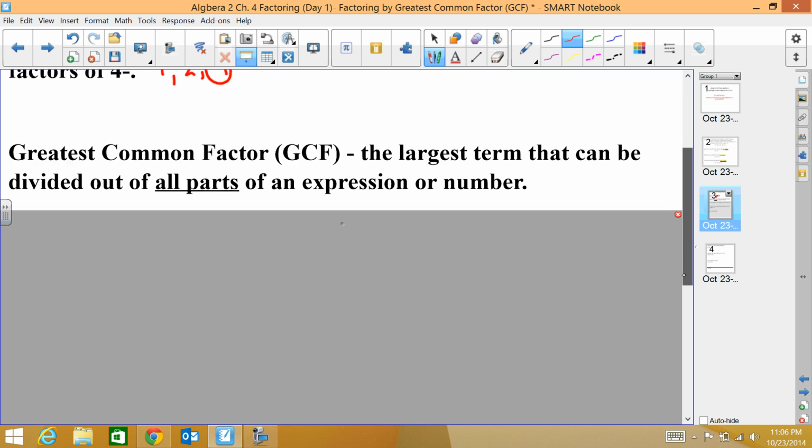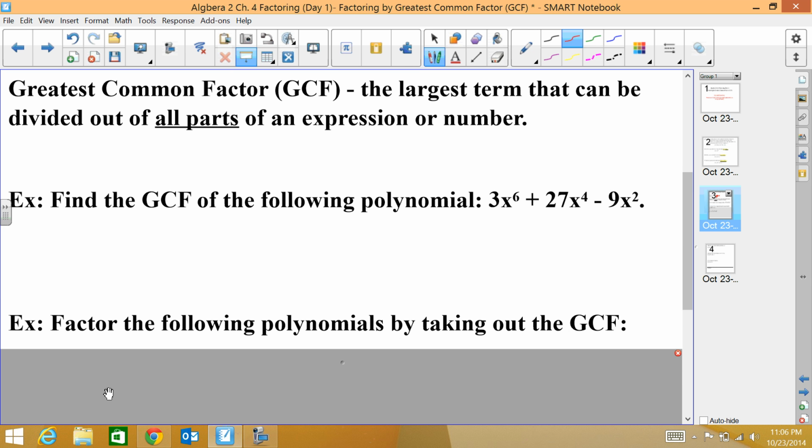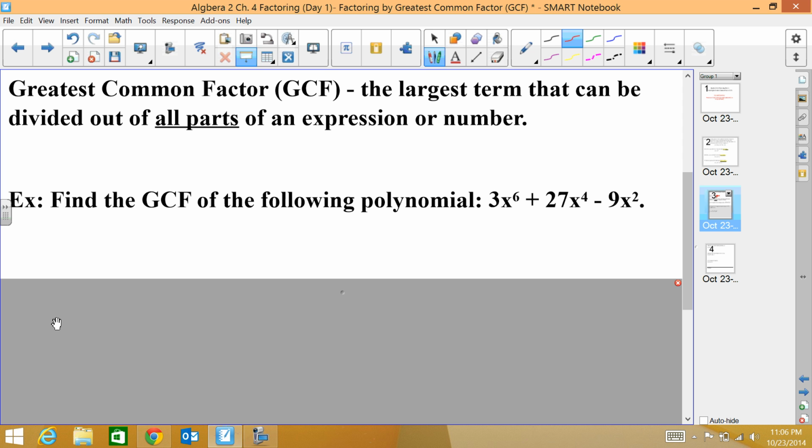So in terms of polynomials, it says find the GCF of the following polynomial: 3x to the 6th plus 27x to the 4th minus 9x squared. So I have to ask myself the question, what is the greatest common factor of all 3 terms? I have to look at all 3 parts. What can be the largest thing that can be divided out of all parts? If I look at the numbers 3, 27, and negative 9, what is the largest number that those can all be divided by? I know that they can all be divided by 3, so 3 is going to come out.